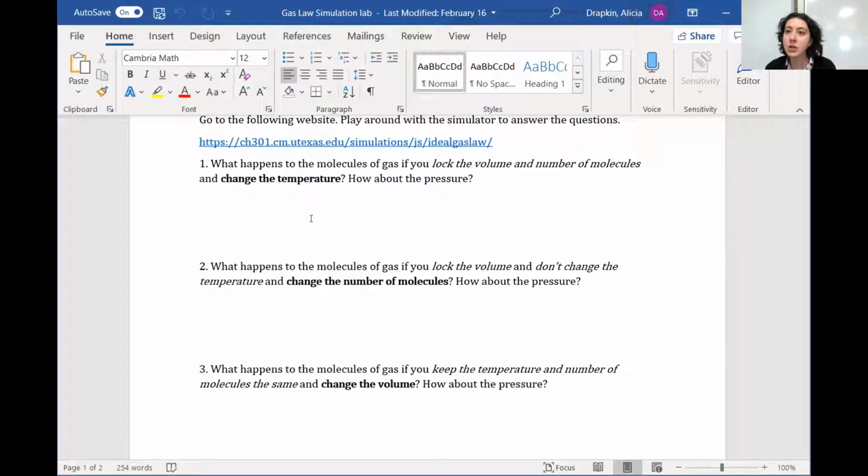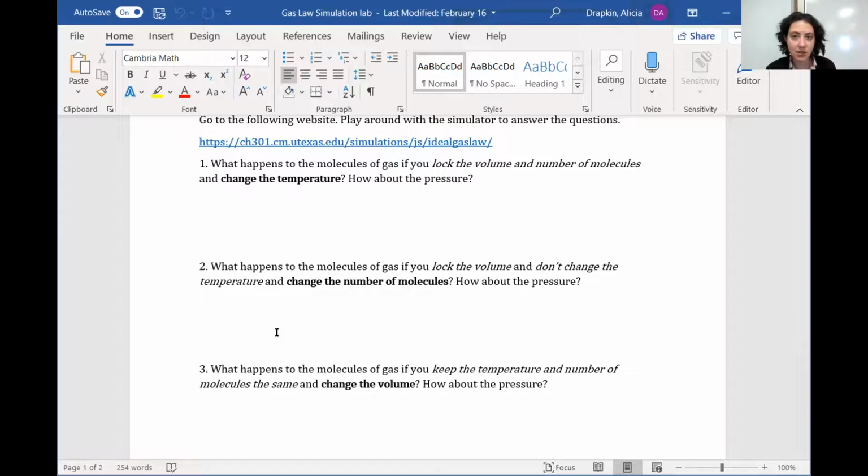Okay. So number 2 and number 3 are going to be very similar. It's a little different. For number 2, you're going to keep the volume locked, and you're not going to change the temperature, but you're going to add or subtract molecules using that pump. For number 3, you're going to keep the temperature and number of molecules the same, but you are going to change the volume and see how that affects the molecules and the pressure. Okay. So that's your data that you need to collect.